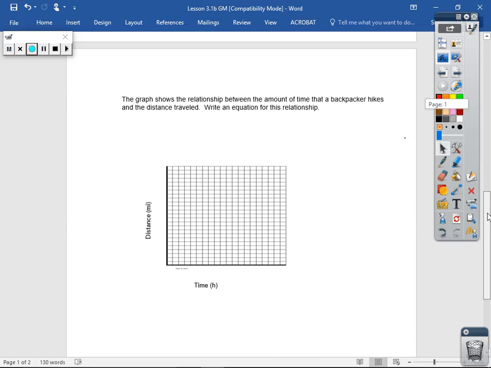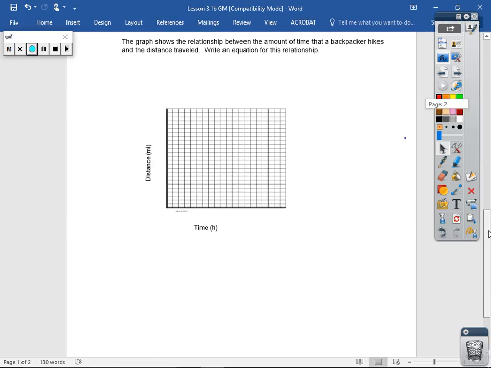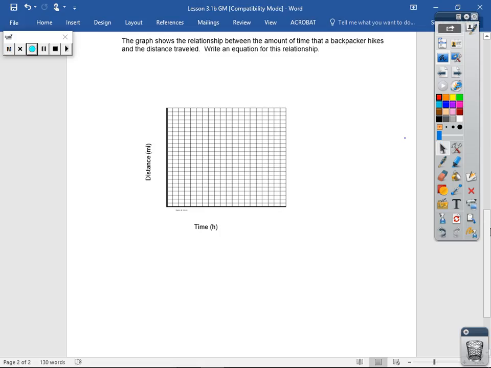and go down. So now we are going to graph and show the relationship between the amount of time that a backpacker hikes and the distance traveled, and we're going to write an equation for the relationship. So I'm just going to graph. I'm just going to mark some points on here.